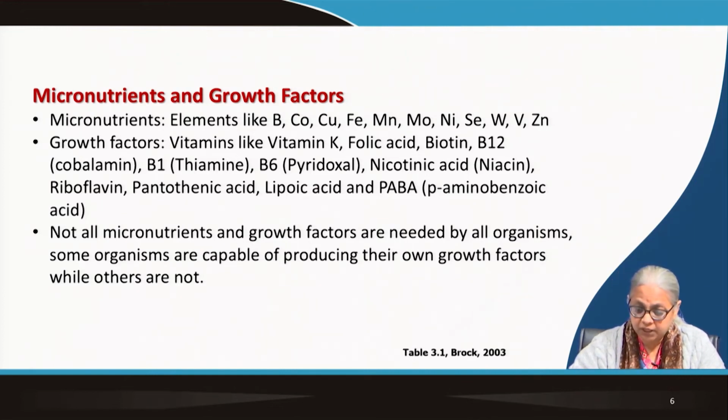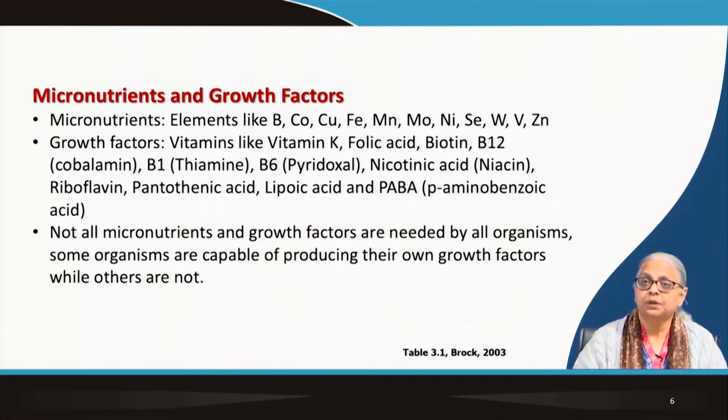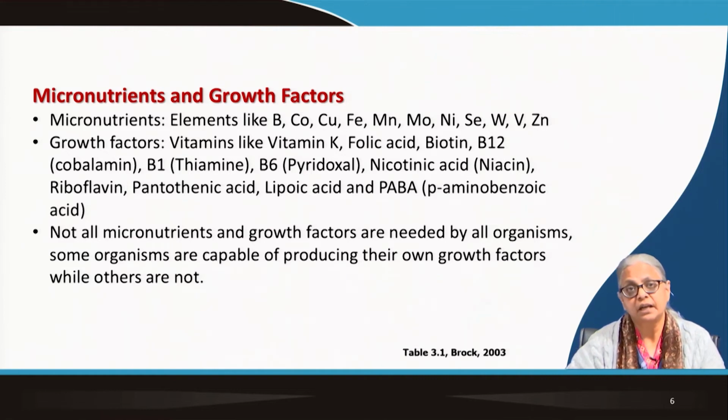Then we come to riboflavin, which is a precursor for FMN and FAD. And we have pantothenic acid, which is a precursor for coenzyme A. Again, that's a very important growth factor. And then we have lipoic acid, which is used in the decarboxylation of pyruvate and alpha ketoglutarate. These are some of the most important micronutrients. You can see how important they are, even though they are required in extremely small amounts.